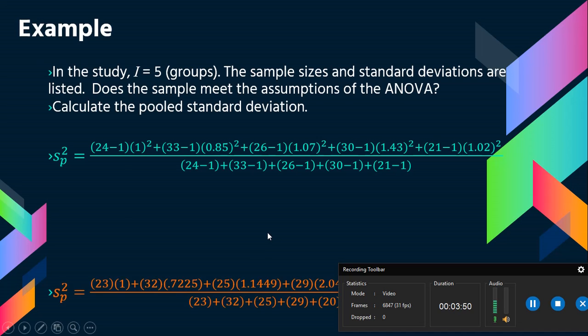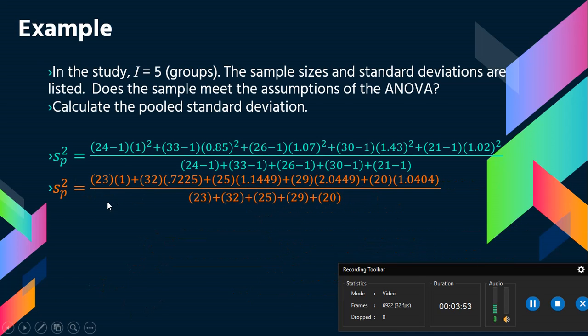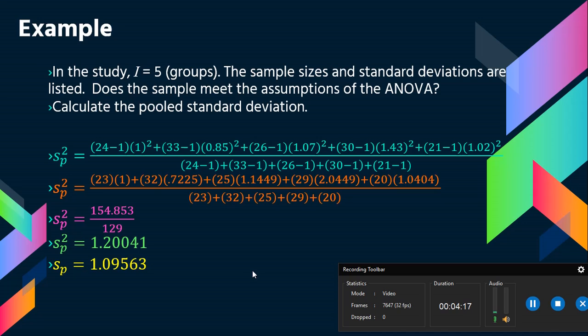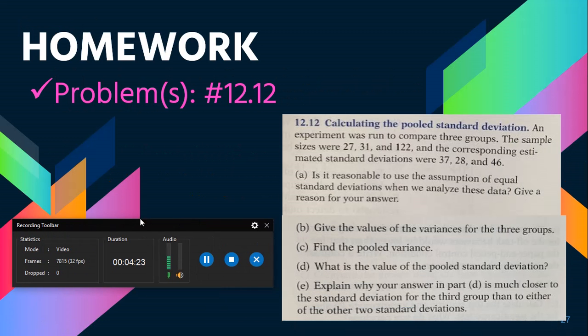So we're going to simplify these calculations a little more. So I've done the subtraction and the squaring. If I have any mistakes, make sure you let me know. And then combining everything in the numerator and the denominator gives me a pooled variance of 1.20041. We do want the standard deviation, so one more step. We're going to square root both sides, and there's my pooled sample standard deviation. So our first assignment is problem 12.12. And we're just calculating the pooled standard deviation, which we just did.